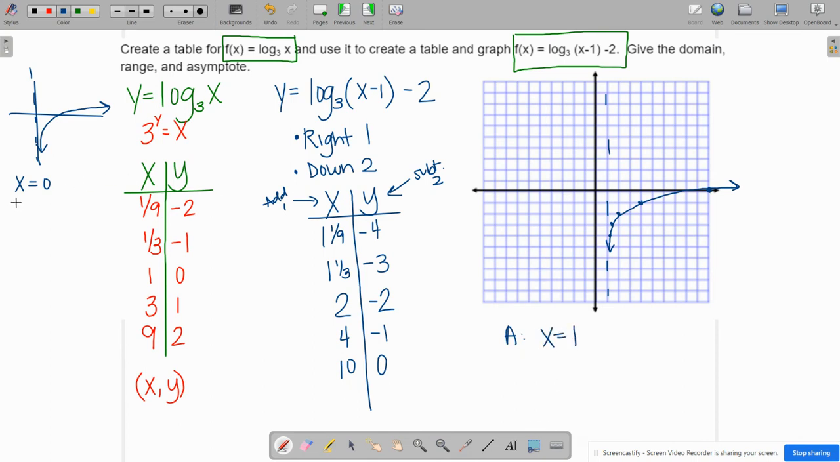On our original function, our domain went from 0 to infinity, but since our graph has moved to the right one, it would make sense that our domain now, since it's still on the right side, goes from 1 to infinity, and then our range isn't going to be impacted. It will still be all real numbers.